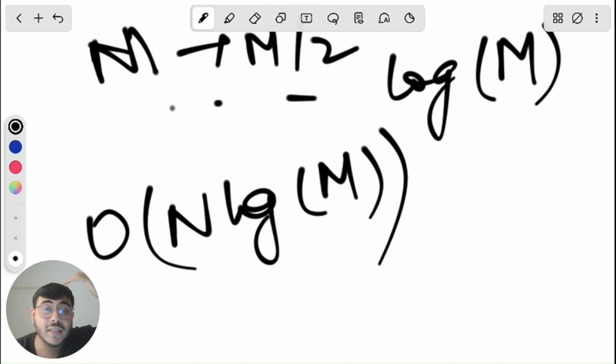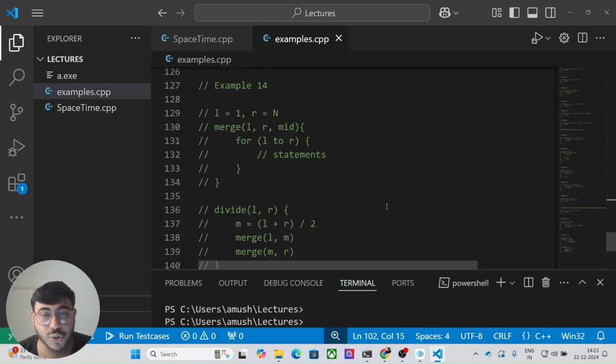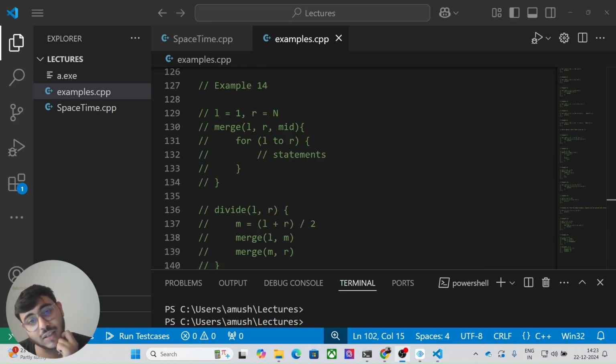We can see that the outer loop was working for log m times, since every time it was dividing by 2, so this is log base 2. And for every iteration of the outer loop, the inner loop of k works for n times. So n into log m is the final runtime of this piece of code, the time complexity of this piece of code.